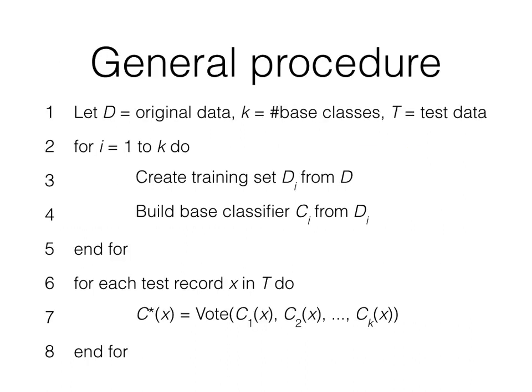The general procedure then is to start with D, the original data set. K is the number of base classifiers, and we have a test data set T. Then for i equals 1 to K, so for each of the base classifiers, we create a training data set D sub i from D. Then we build the base classifier C sub i from the training set D sub i. We do that for each of the K base classifiers. Then for each test record in our test data set, we apply each of the base classifiers to the data point, and then we take the vote, and that's what we return.